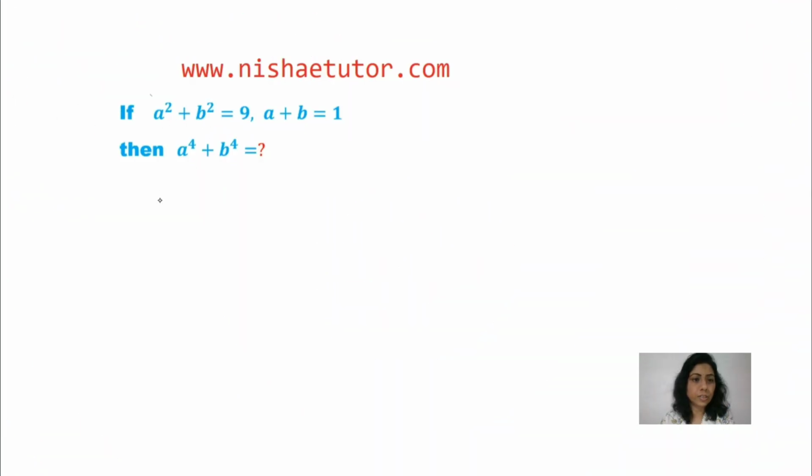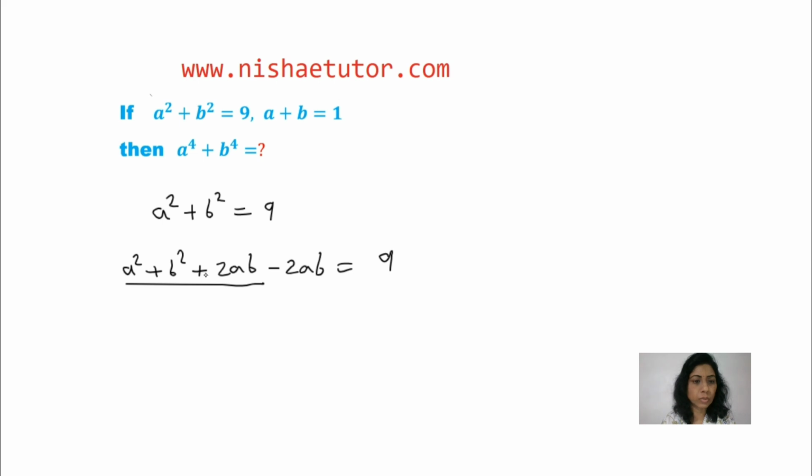Here the given condition is a square plus b square is equal to 9. We take this one first. So a square plus b square, plus 2ab minus 2ab, we add and subtract 2ab, is equal to 9. And we know that a square plus b square plus 2ab is a plus b whole square, minus 2ab, is equal to 9.